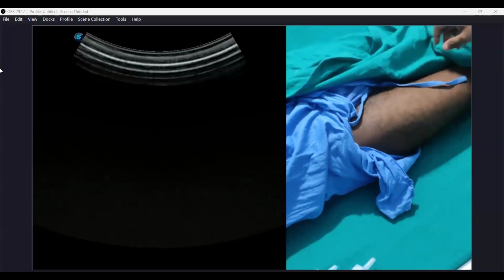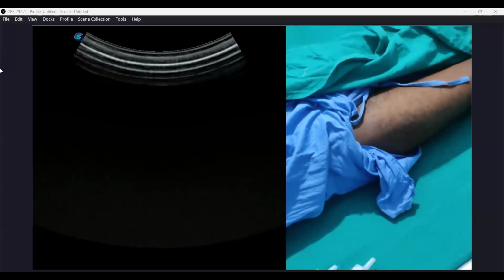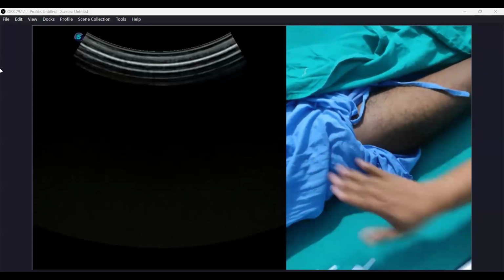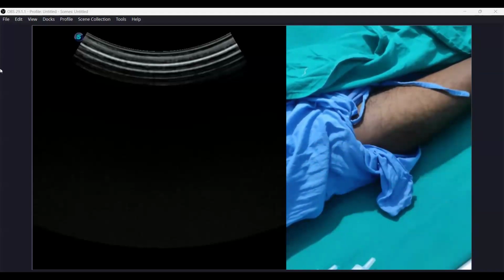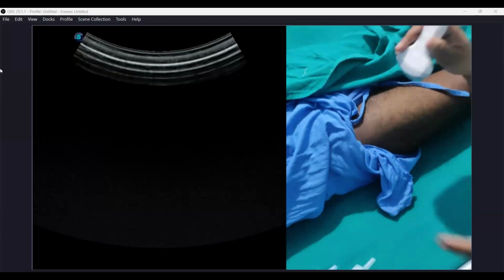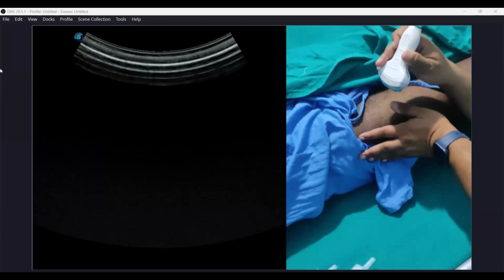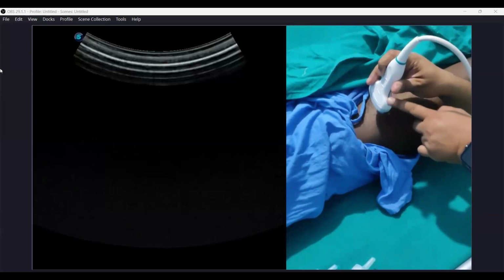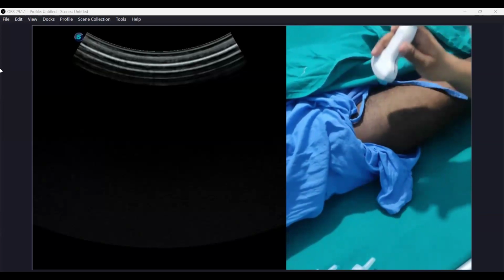How to do this? I think now you can see this portion is the knee portion, and this portion is the hip portion. Only expose the part where you have to do the procedure. This portion is the lateral portion, and this is the lateral side of the index marker. So this is the index marker. It will come towards the left side of the screen.